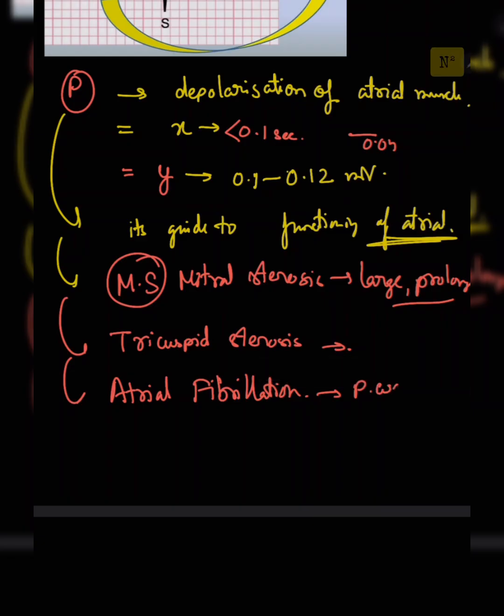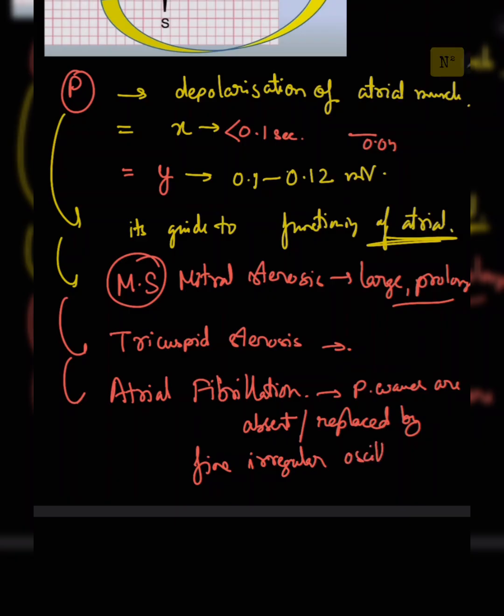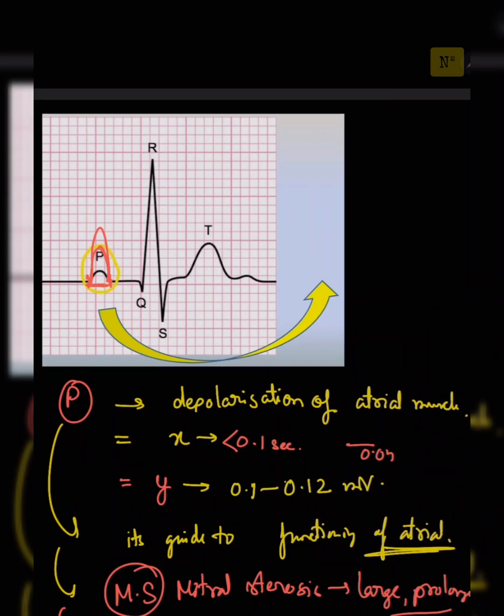The P waves are absent or sometimes replaced by fine irregular oscillations. So in those cases you will not get curves like a typical PQRS; you will get the curves going like that.